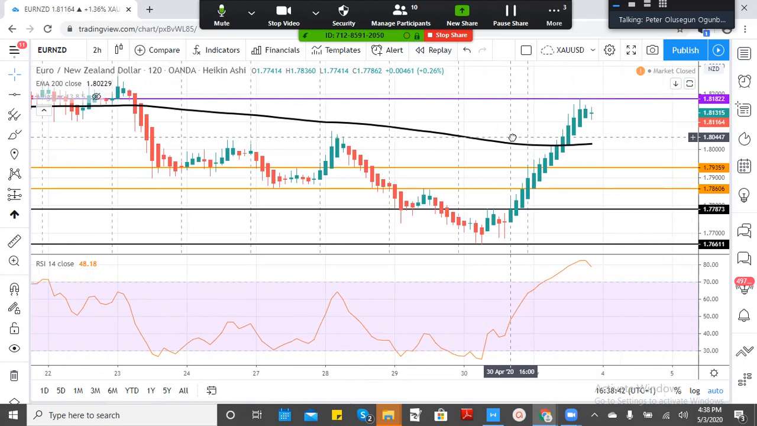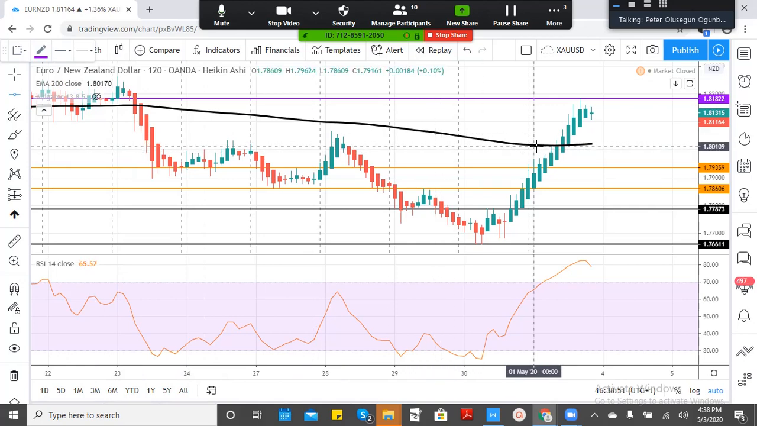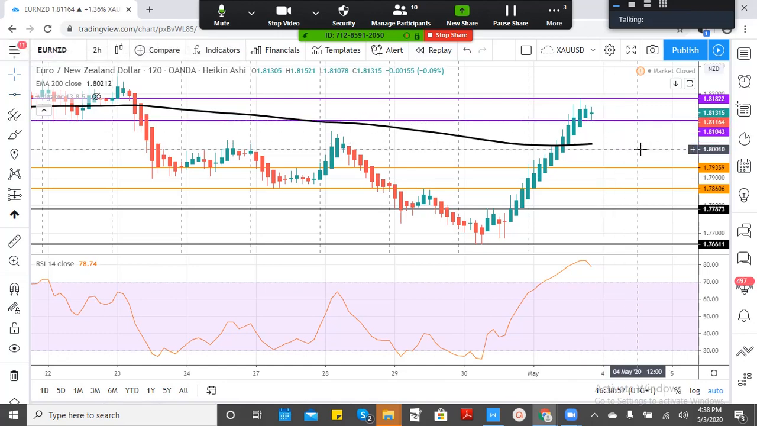So how do I engage it? I come here on my 2-hour. Let me pick my purple because I've been using purple. I come to this level, the lowest level here of the price. So, to pull back. Watch. I'll continue to watch. What is going to happen now at this level? Will the price go below it or will it continue here?